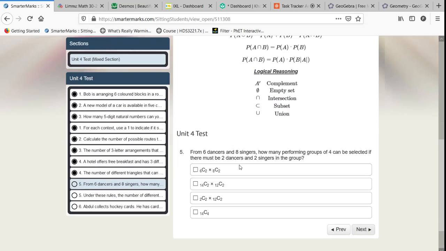All right. From 6 dancers and 8 singers, how many performing groups of 4 can be selected if there must be 2 singers and 2 dancers in the group? It's 6C2 times 8C2. Yes, you choose 2 from one group and you choose 2 from the other. So in this randomization, it's A. Okay. Any questions about this one?